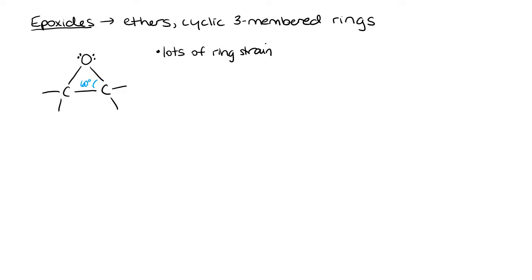Second, there's a lot of torsional strain because any sort of groups that are attached to the carbon, such as this and these, are going to clash with one another in space, and it's going to end up with a lot of torsional strain. So we have a lot of ring strain associated with epoxides. Now, because they have a lot of ring strain, they're very reactive. And specifically, epoxides are susceptible to nucleophilic attack.